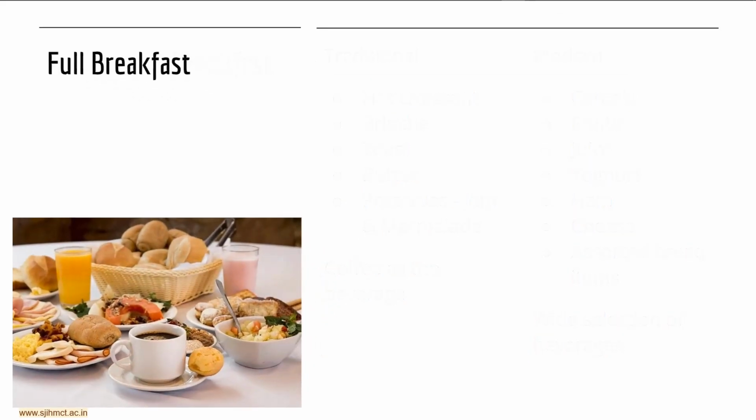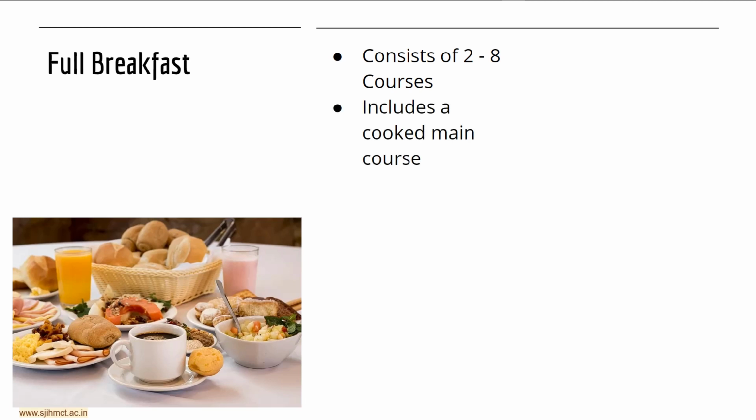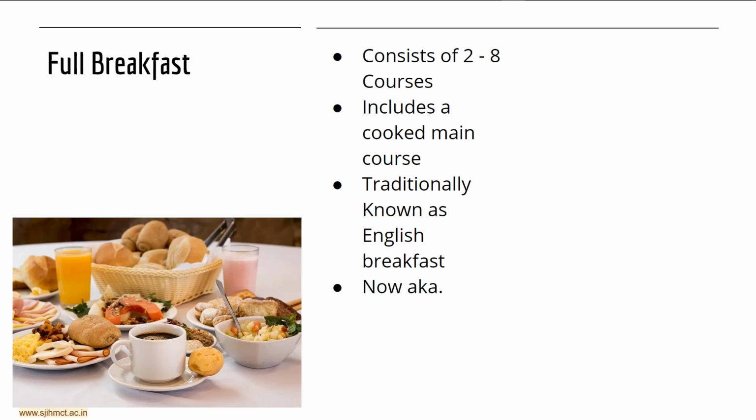Finally, the last category of breakfast that we are discussing in this video is full breakfast. The full breakfast will consist of at least 2 courses and up to 8 courses. The breakfast meal will include a main course. Traditionally, it is known as English breakfast. Now, it is also known as Scottish breakfast, Irish breakfast, Welsh breakfast, British breakfast. Now let us look at the courses.